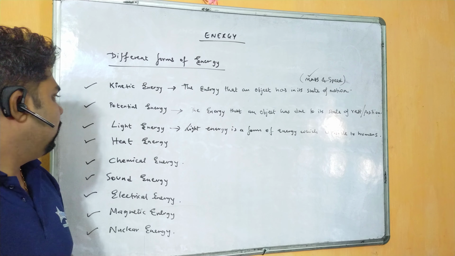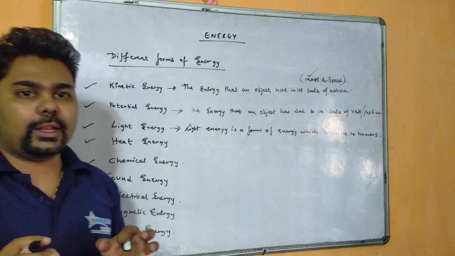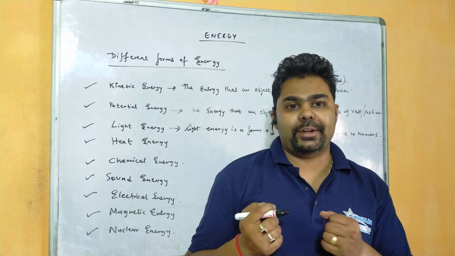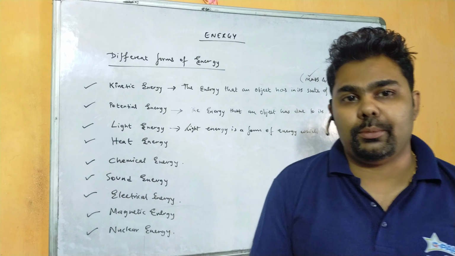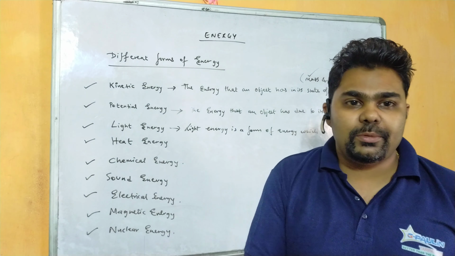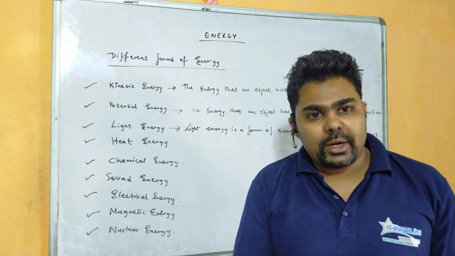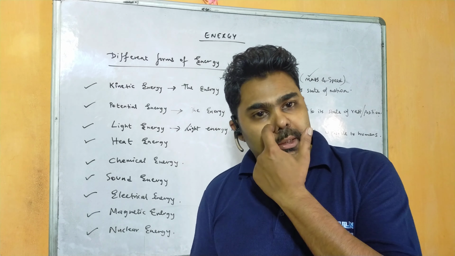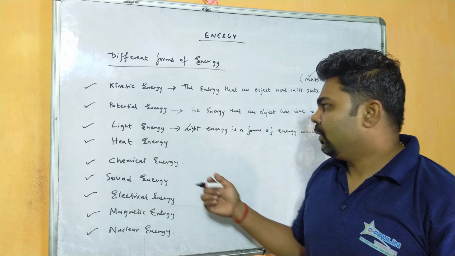Whenever light falls on any object, that object reflects that light, and due to that we see the object. So due to that reflection only we are able to see the objects around us. So you see, this light energy plays a vital role.